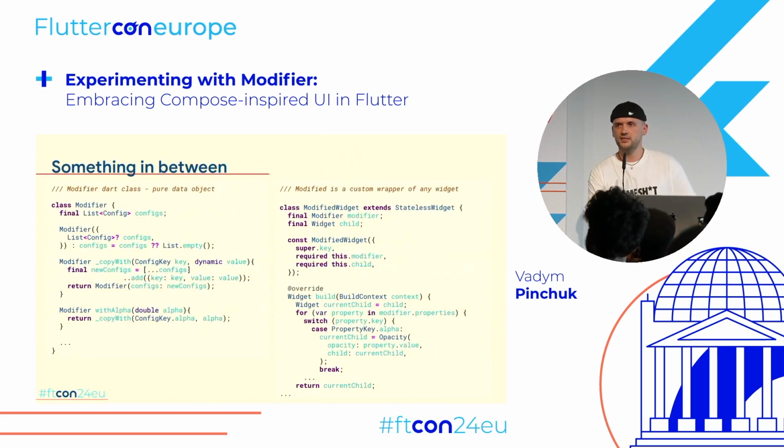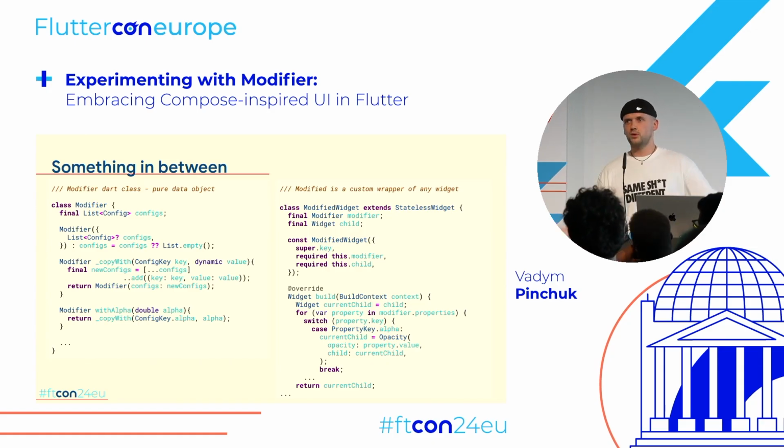So instead of having each separate modified widget, we have just the same modifier on the left, the same stuff. It's just copy and paste, so don't worry. And on the right, you can see ModifiedWidget. It is one wrapper. It has a modifier as a parameter, and it has a child as a parameter. Easy? Yeah. So what does it do? You got it. It just gets all the configurations and then applies all these configurations on a widget in a build method.